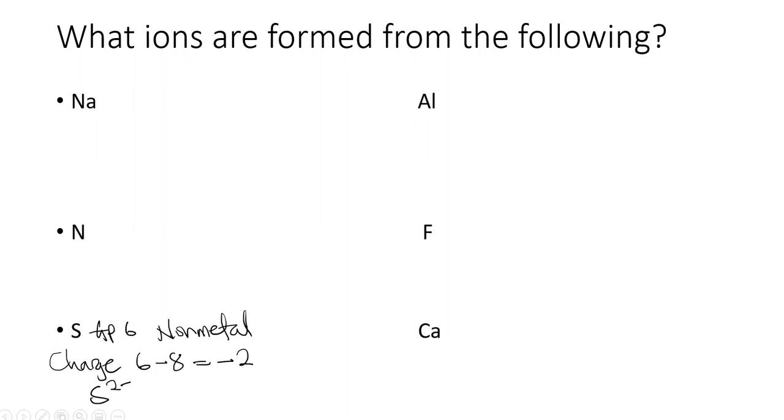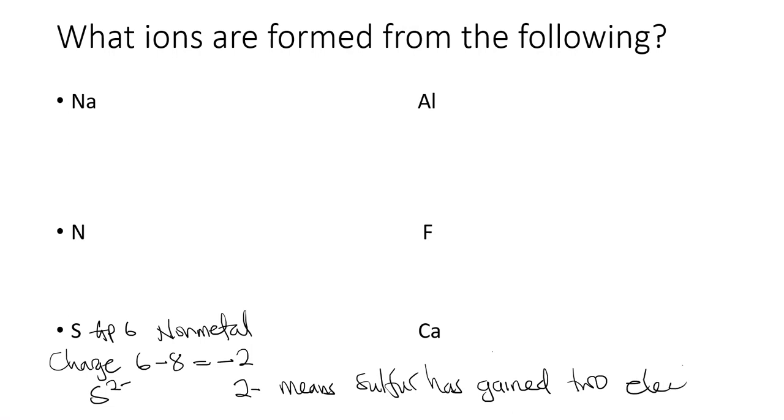So the minus in the 2 minus means that it has gained 2 electrons. So 2 minus means sulfur has gained 2 electrons to become the sulfur ion. That's what it means.